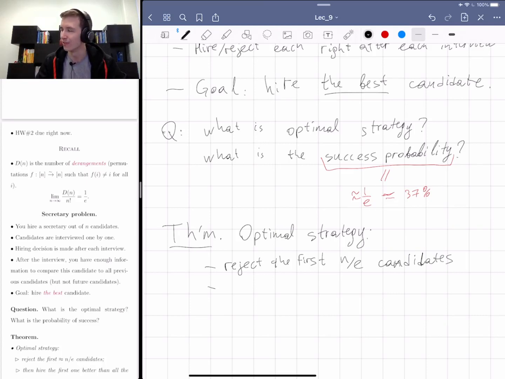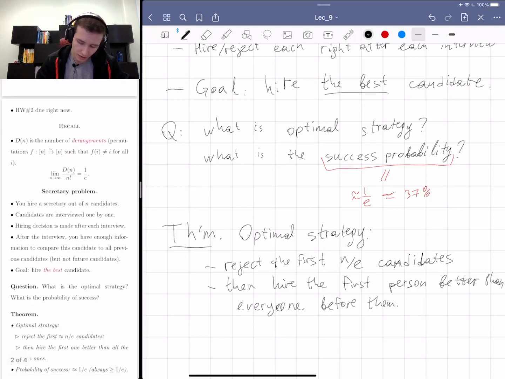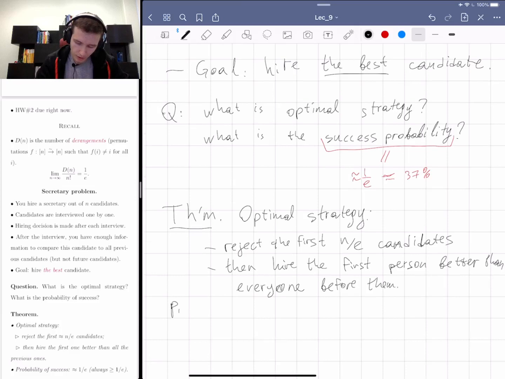And then after that you just look for the first person that's better than everybody before them. So after that, hire the first person who is better than everybody before them. And the surprising fact is that the probability of success is approximately 1 over e. It's always at least 1 over e, and as n gets large, it tends to 1 over e.